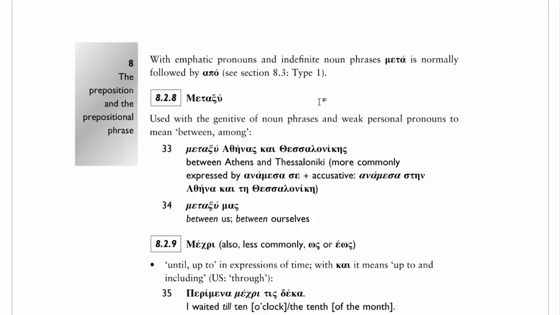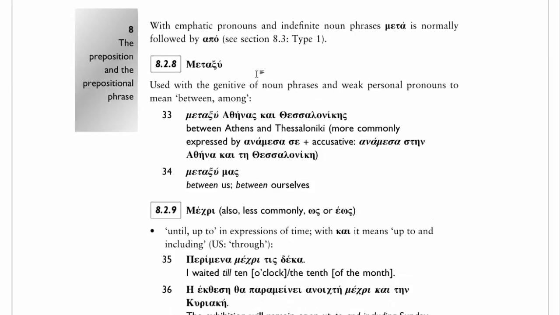With emphatic pronouns in indefinite noun phrases, μετά is normally followed by από. Μεταξύ, or μεταξύ. Used with the genitive of noun phrases and weak personal pronouns to mean between or among.